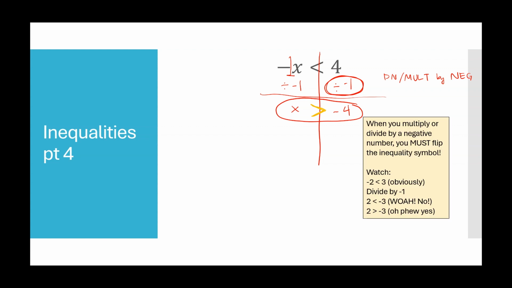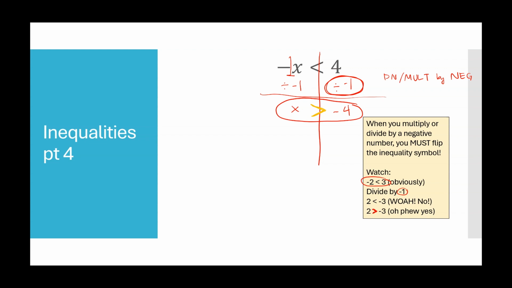Here's why we have to flip the inequality symbol. If you think about this problem, -2 is less than 3. We can see that that's true. -2 is definitely smaller than 3. If we divide by -1 on both sides without changing the inequality, we now have 2 is smaller than -3. That is definitely not true. 2 is bigger than -3. If we flip the inequality, as we know we must when we are dividing by a negative, we have a true statement again. 2 is greater than -3.